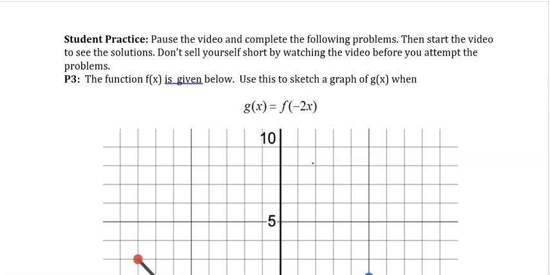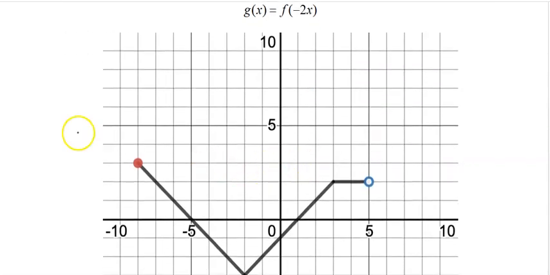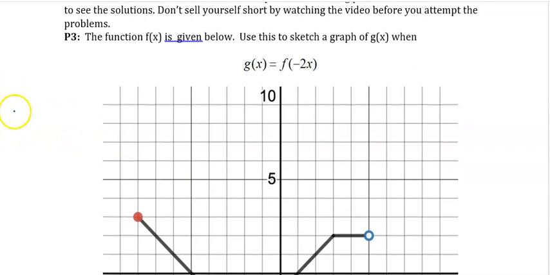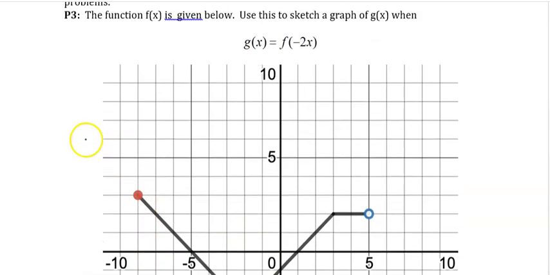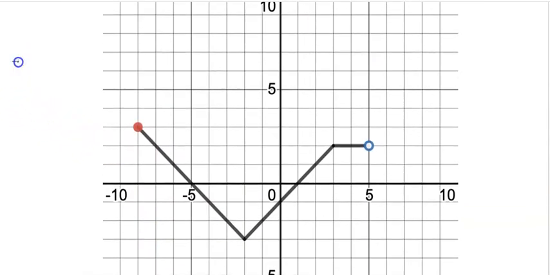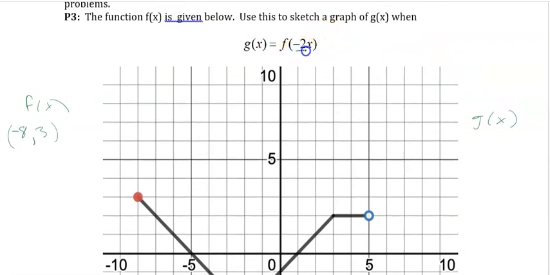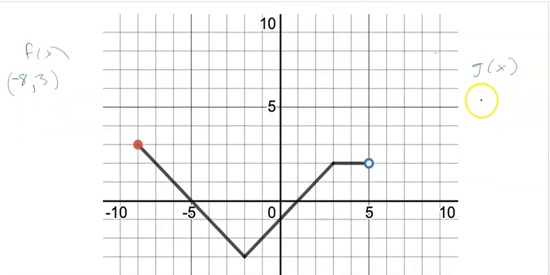Okay, you're back. So I'm assuming you tried this. Now, I'm going to look at this as our list of points. I have f of negative 2x. So I had the point negative 8, 3, that's an f of x. And for g of x, that point negative 8 gets divided by the negative 2 there. Negative 8 divided by negative 2, and negative divided by negative is a positive. I get a positive 4, 3. So that gives me this point right here.